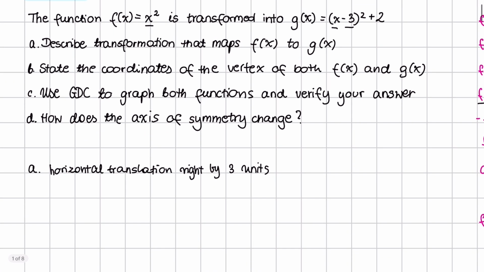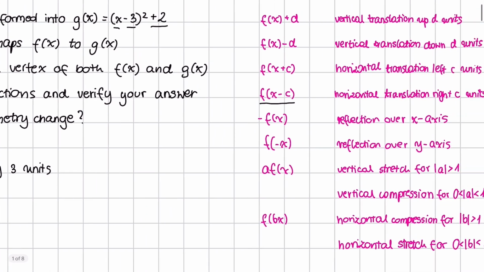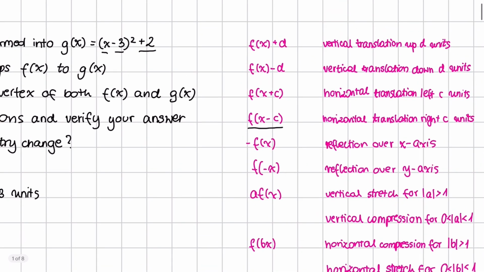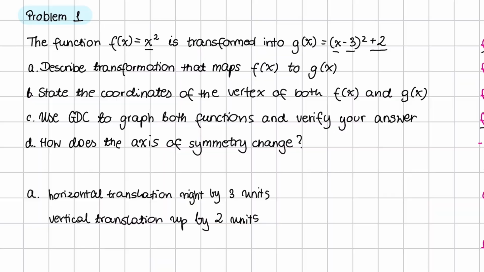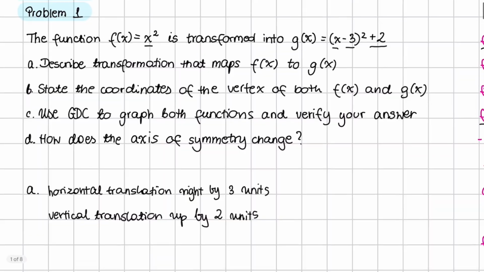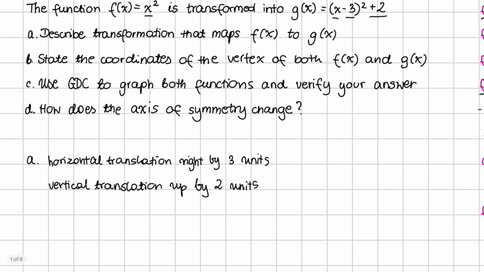So that's it. And the second transformation is in here, so plus 2. So this is it, and we have vertical translation up by 2 units. So this is our answer. B. State the coordinates of the vertex of both f and g.